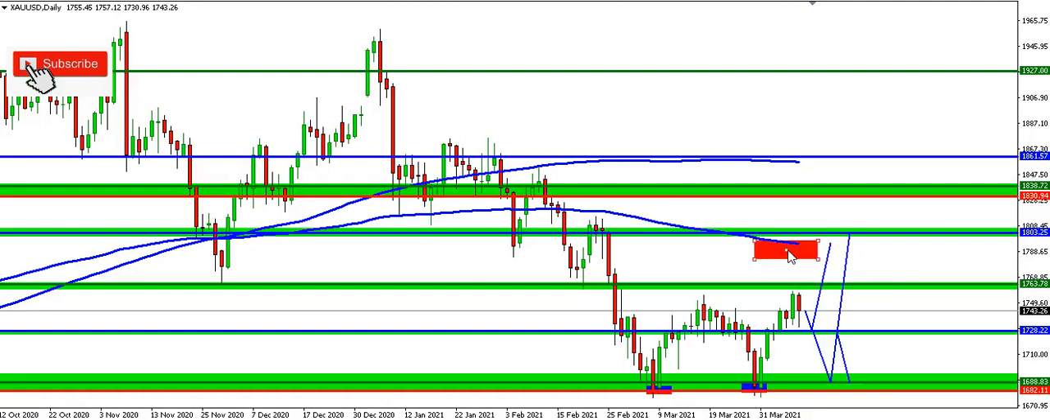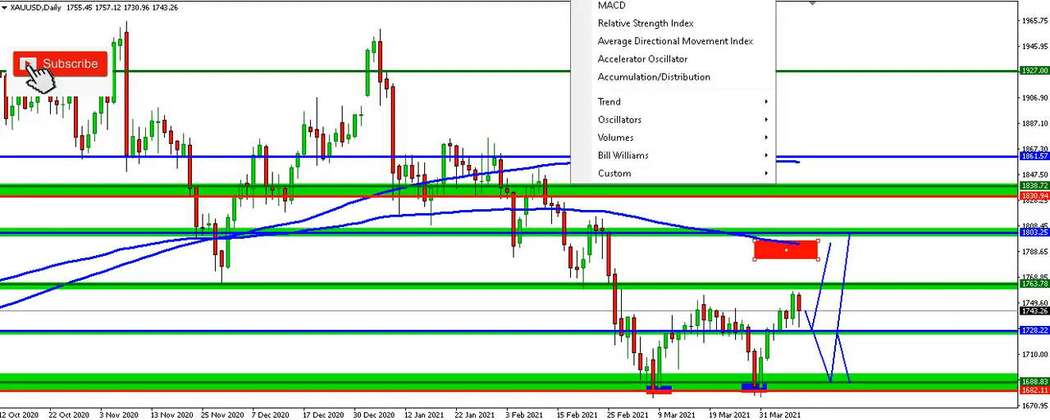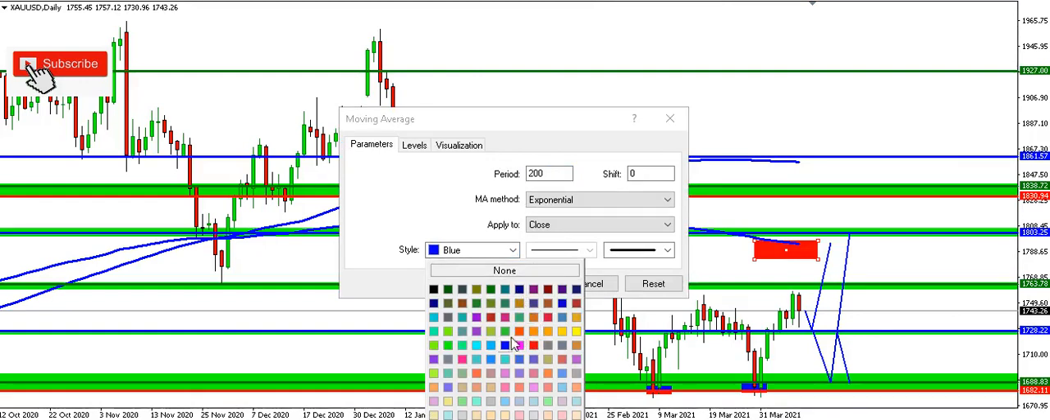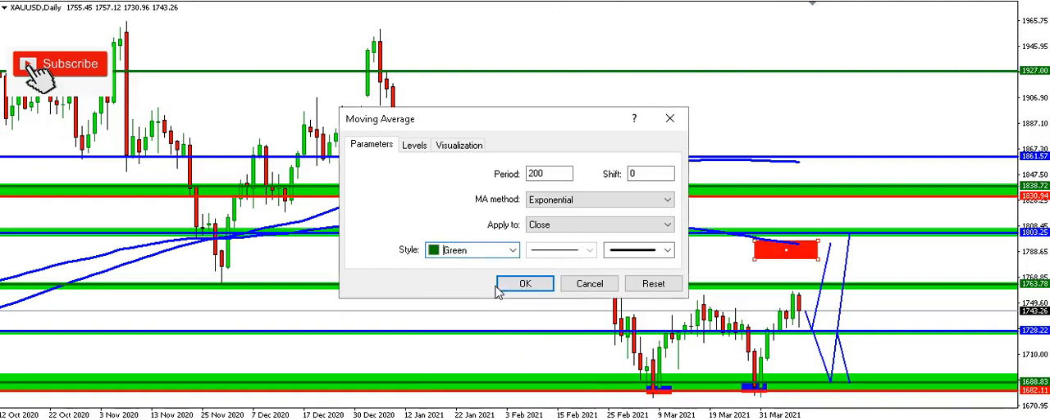Now, apart from the 200 simple moving average and the 200 exponential moving average, we're also going to install the 100 simple moving average and the 100 exponential moving average. The 100 simple moving average, let's put that as a green line.